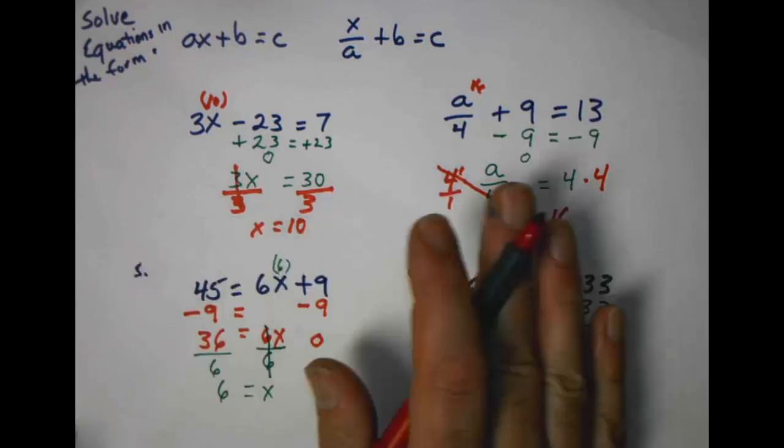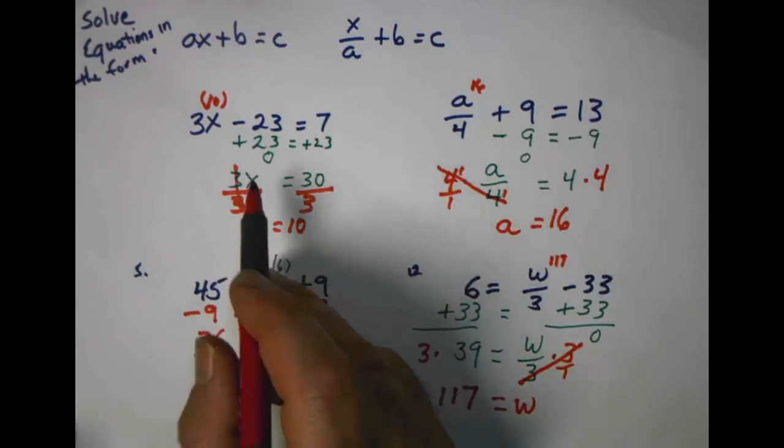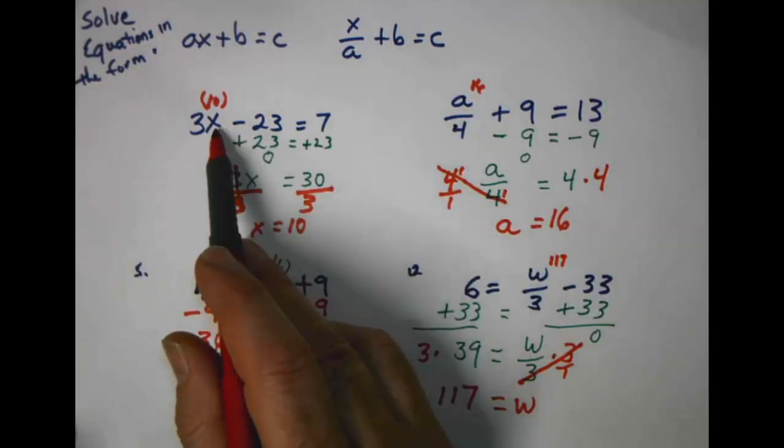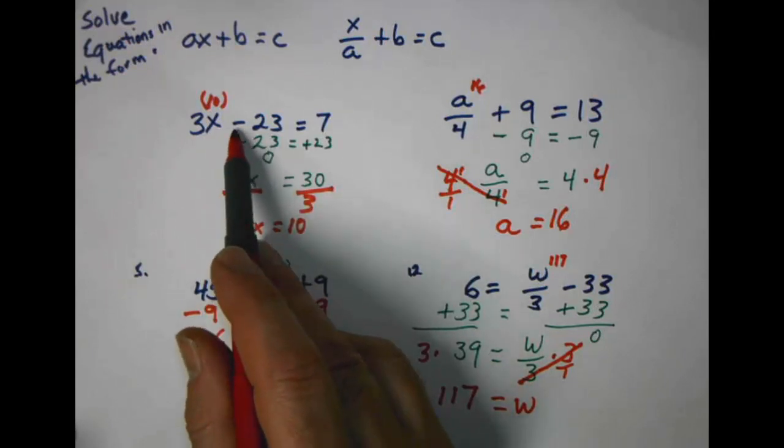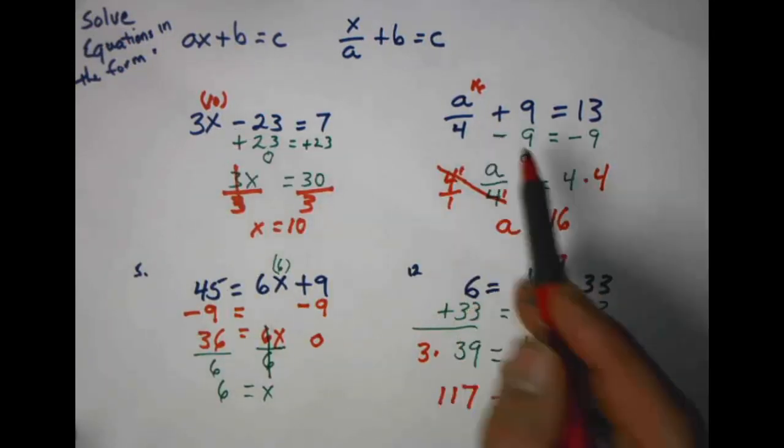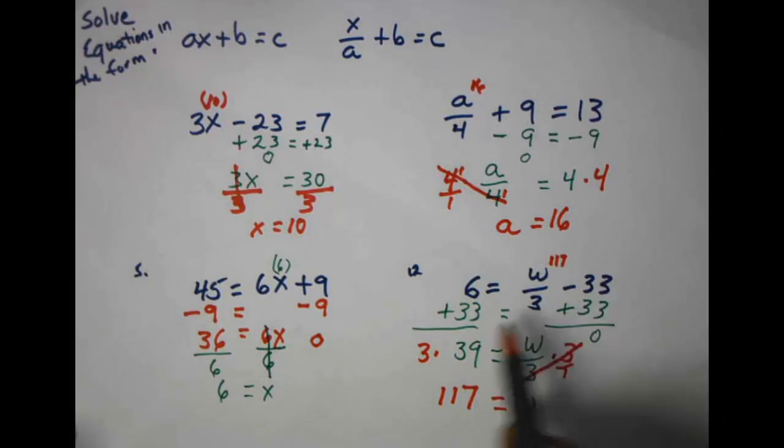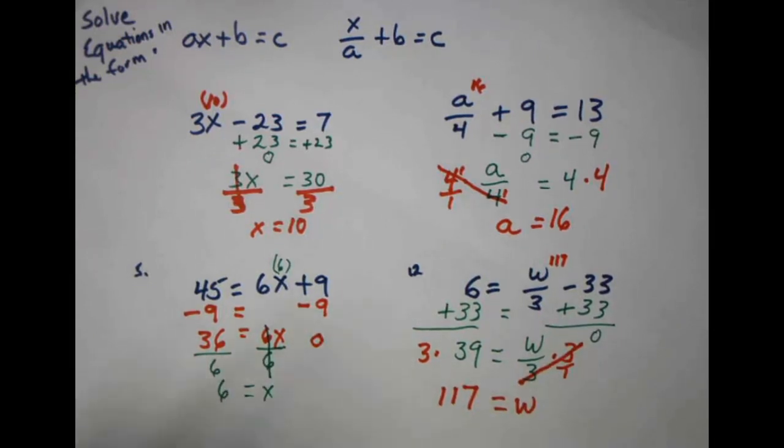Go nice and slow on your two-step problems. Remember to always work with the side with the variable first. Do the opposite. Whatever you need to do, just go slow and easy, and you'll be in good shape.